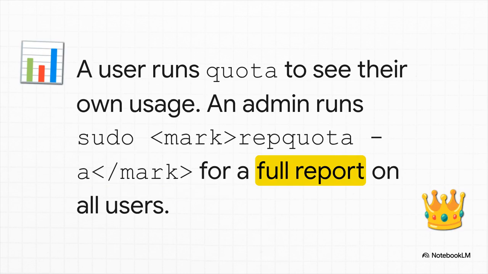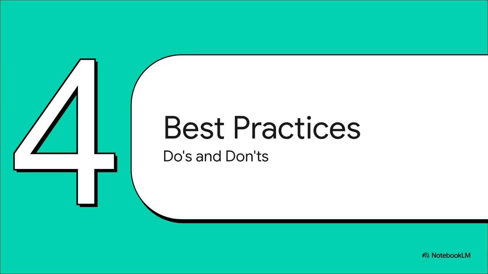Okay, so how do we keep an eye on everything? Well, a regular user can just type the quota command to see their own limits and how much they've used. Simple. But for us, the admins, the repquota -a command is our master view. It spits out this really clean report showing every single user, their current usage, and exactly how close they are to hitting their limits.